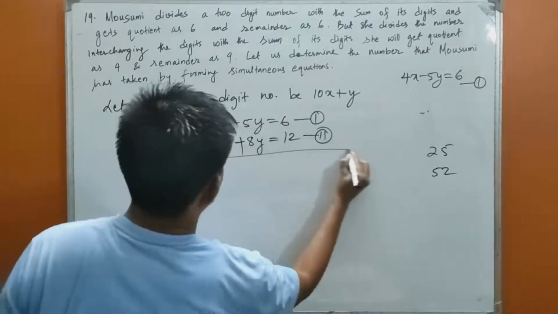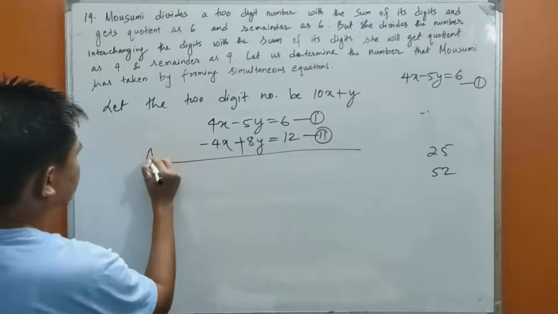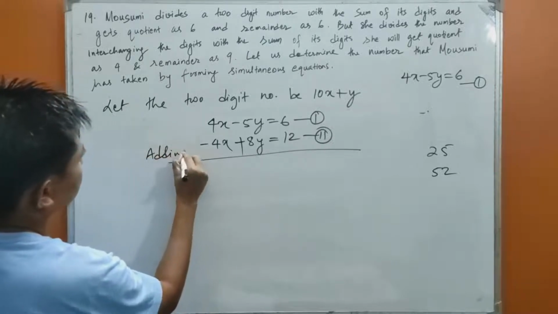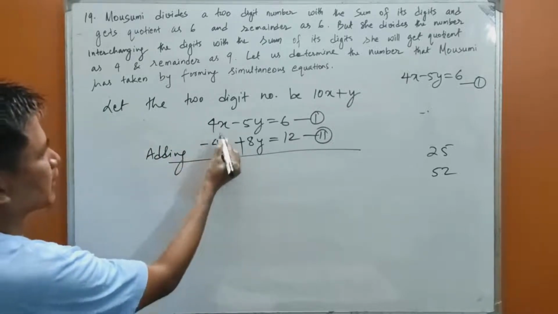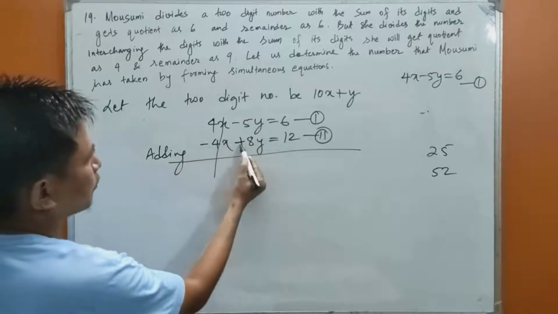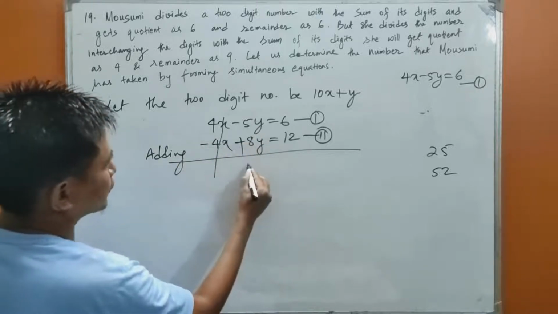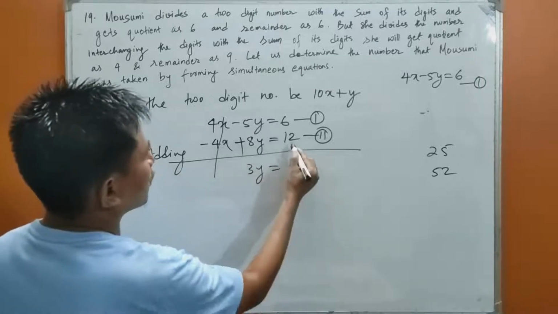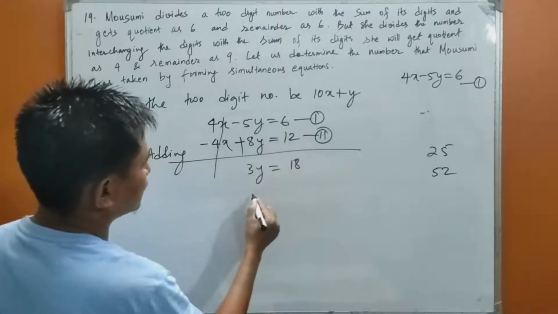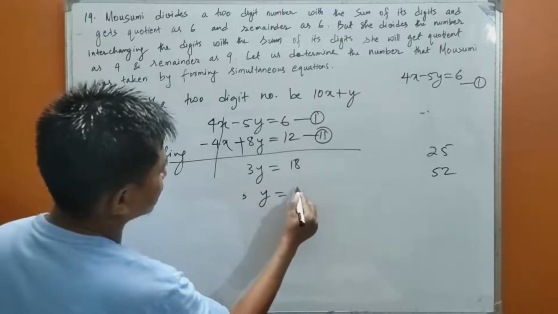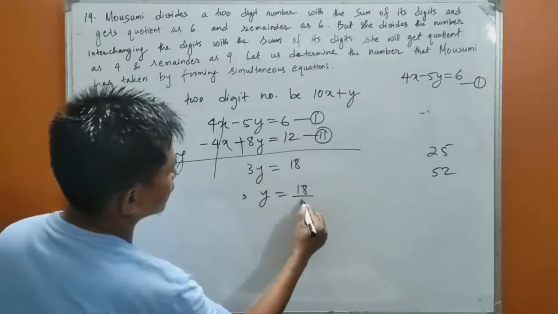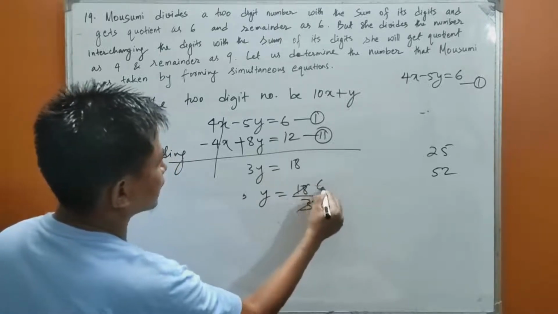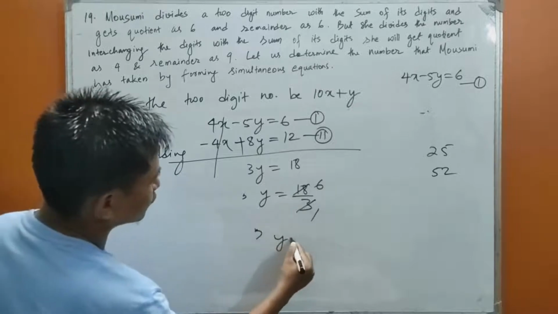Now let us add equation 1 and 2. Adding, plus 4x and minus 4x cancels out. Plus 8y and minus 5y is 3y, isn't it? Sign of greater number comes, plus 3y. 12 plus 6 is 18, or y equals 18 upon 3. This 3 goes to the denominator. 3 1s are 3, 3 6s are 18, or y equals 6.